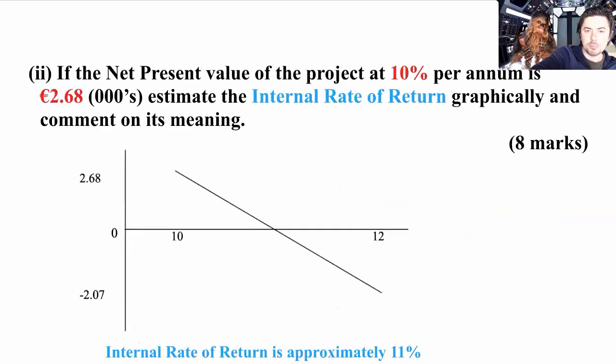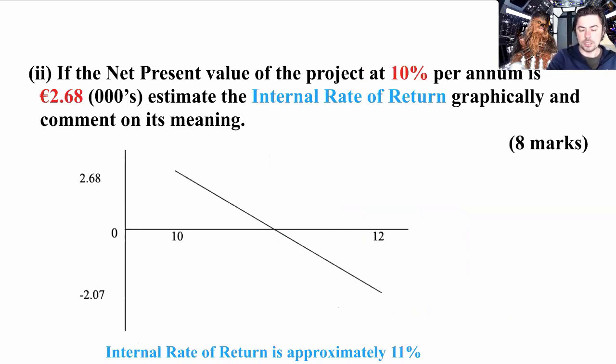Right. The next part was, ignore that diagram for the moment, but the next question given is, if the net present value of the project at 10% per year is 2.68 or 2,680 euro, estimate the IRR graphically and comment on its meaning. Let me tell you what the internal rate of return is.